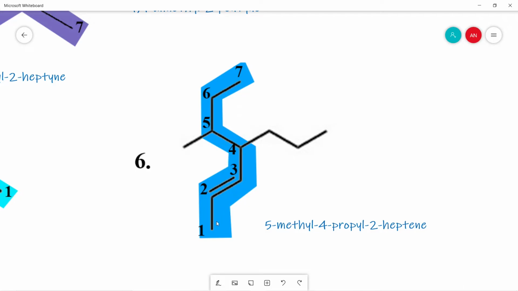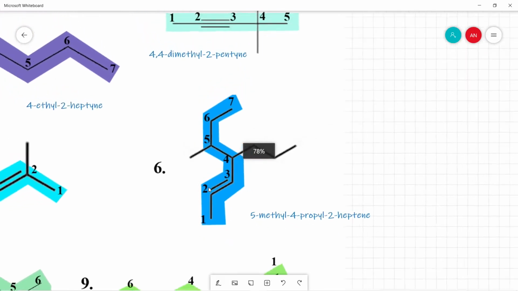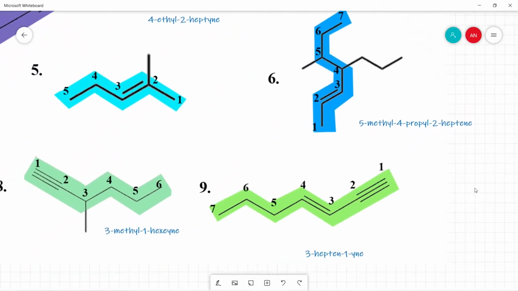But if we assign numbers like that and take the parent chain as pointed out, we get two substituents right here. One is methyl on the fifth carbon and another is propyl on the fourth carbon. So of course the name would be 5 methyl 4 propyl 2 heptene, because there is a double bond between the second and third carbons. Take 2 as a reference.